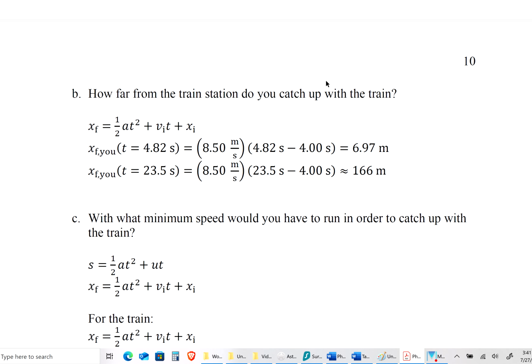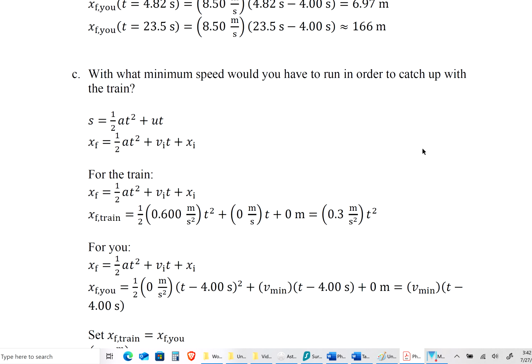Part B, how far from the station do you catch up with the train? We're going to use this equation. We're going to plug in 4.82 seconds and 23.5 seconds into it. So you catch up to the train at 6.97 meters and 166 meters. Of course, the train is really long, so this problem doesn't make total sense, but as long as you understand the physics.